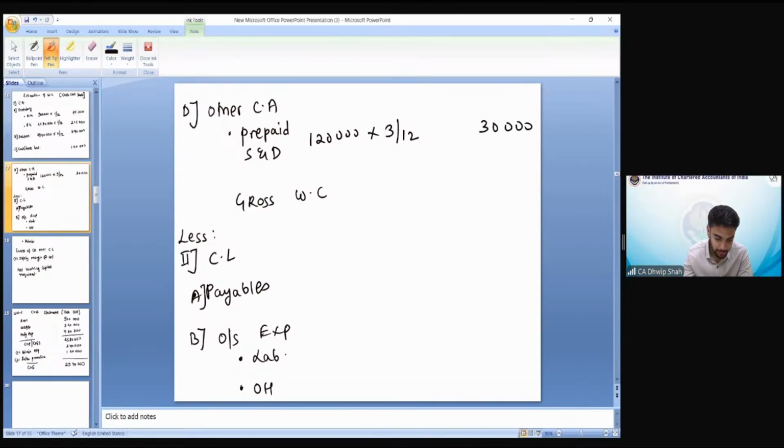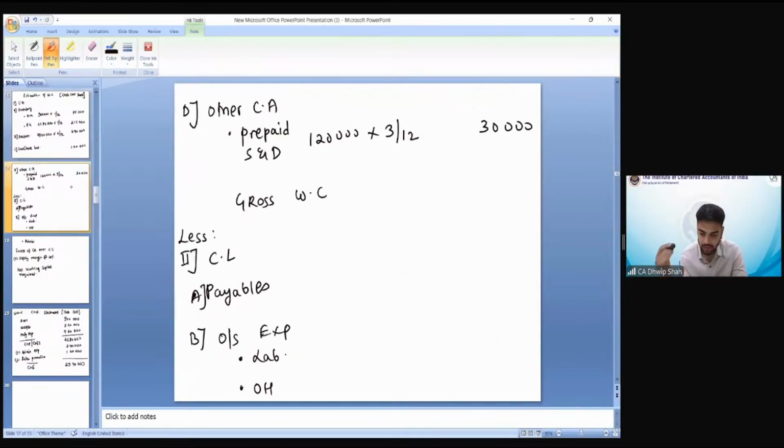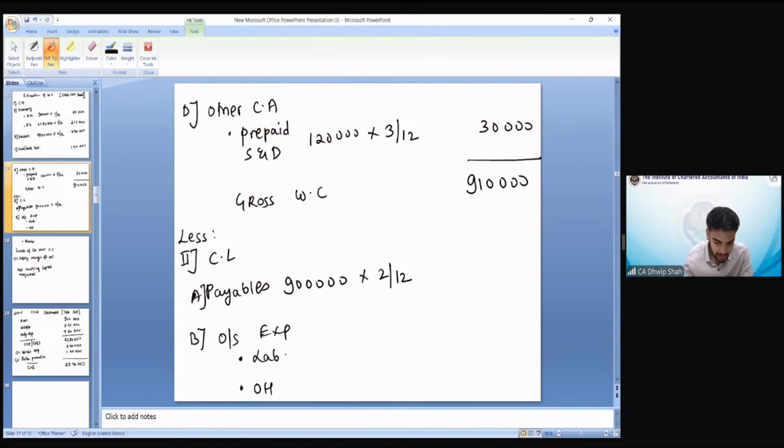So my gross working capital comes to, add 75 plus 2 lakh 15 plus 490 plus 1 lakh plus 30. 9,10,000. Okay. Current liabilities, payables. Now my creditors, I will buy raw materials from my creditors. So raw material is 9 lakh and creditors give me 2 months of credit. How much will it come? I guess 1,50,000.